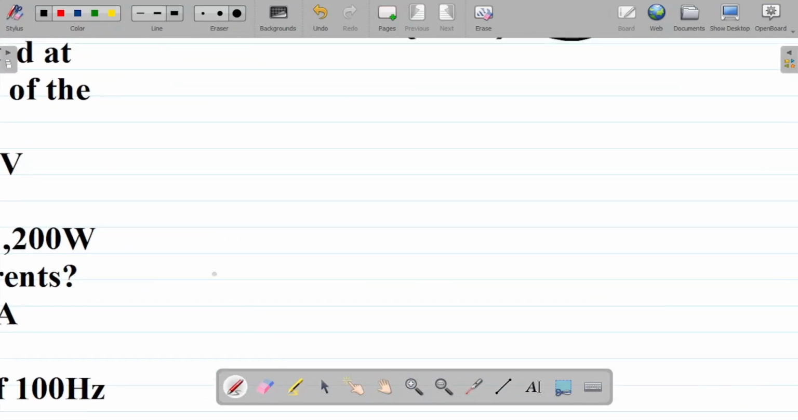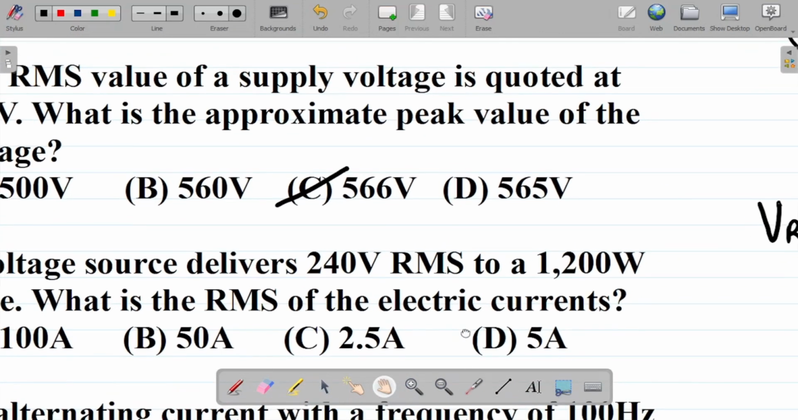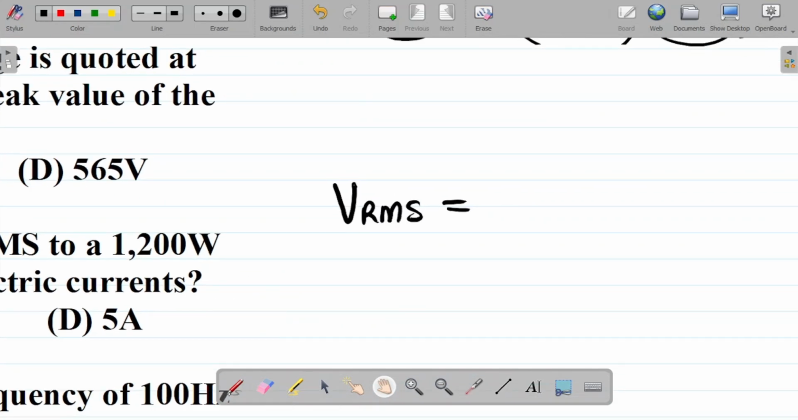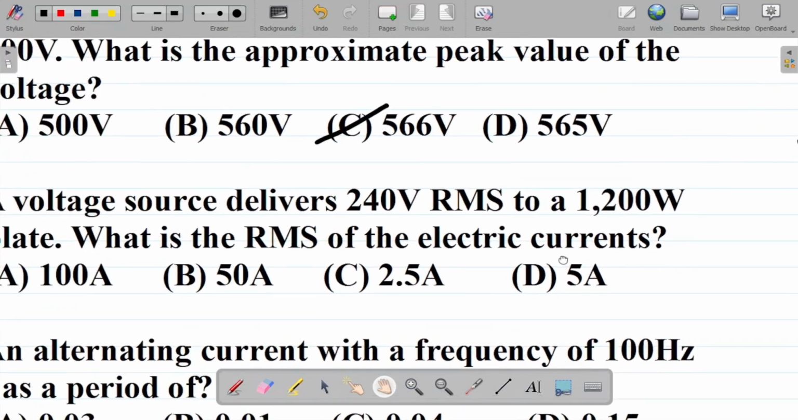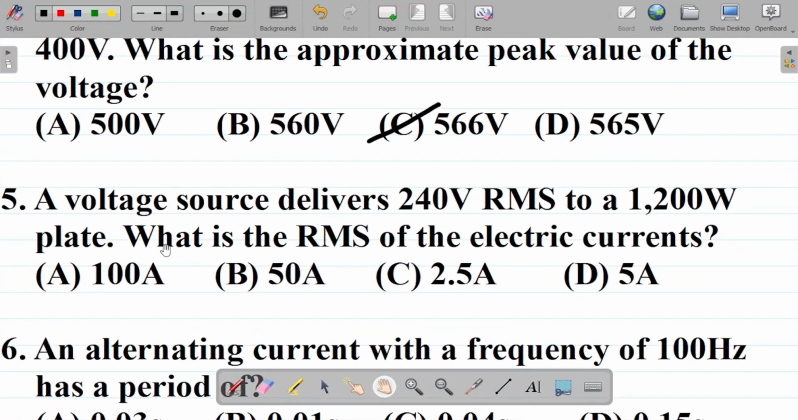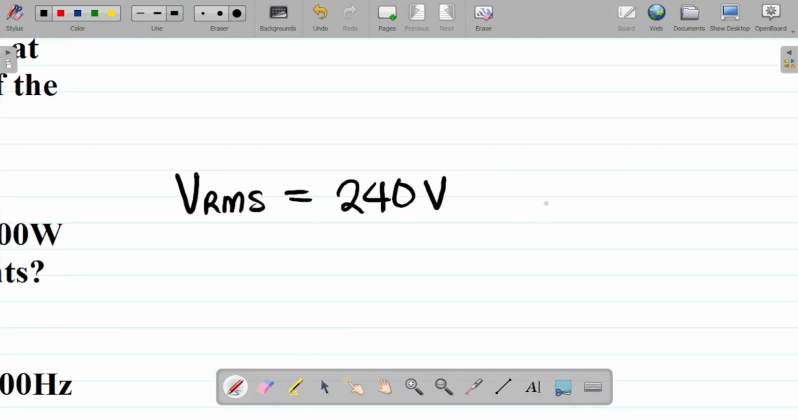All right, so you're given VRMS. The VRMS is 240 volts. You're also given a 1200 watt plate, so the power P is equal to 1200 watts.